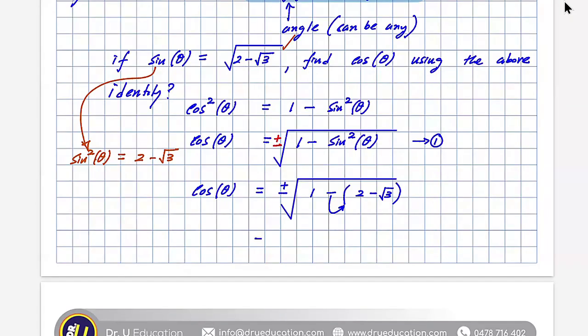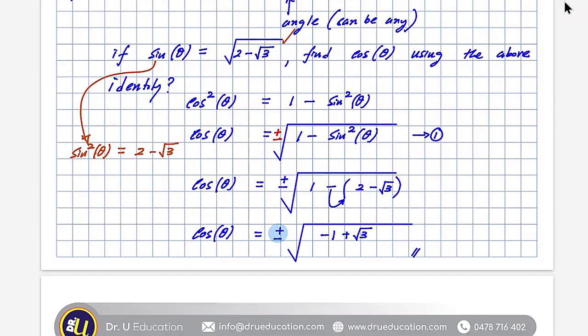Okay, so now next step, plus and minus. Now you get 1 minus 2 is minus 1. Minus minus is positive. Square root 3. Any questions? No. So cosine theta is going to be this. Right? So I will leave the answer in that way. So for now, I will keep this plus and minus. We'll discuss how to decide on the sign later.